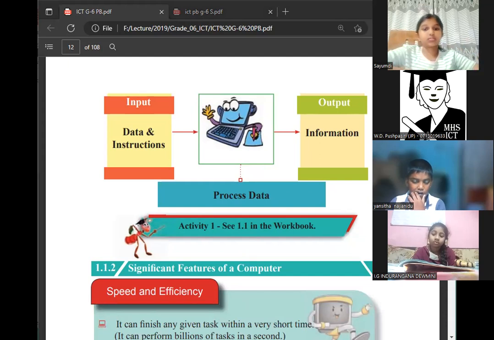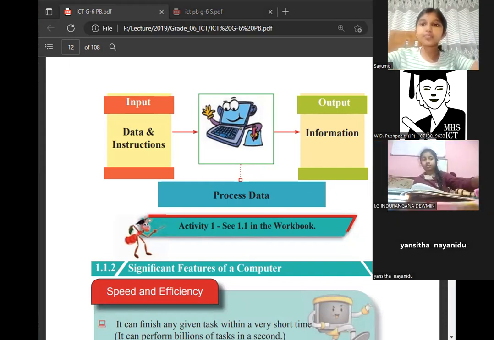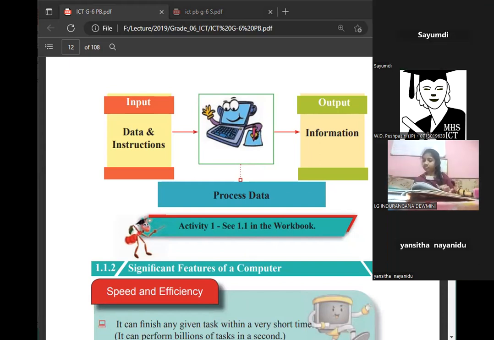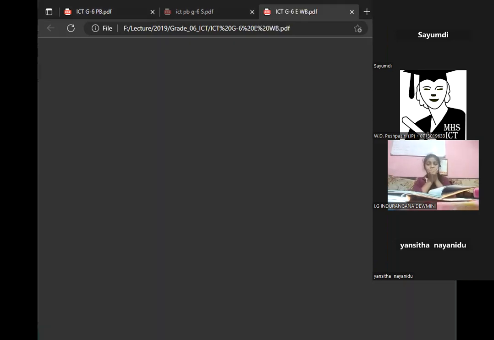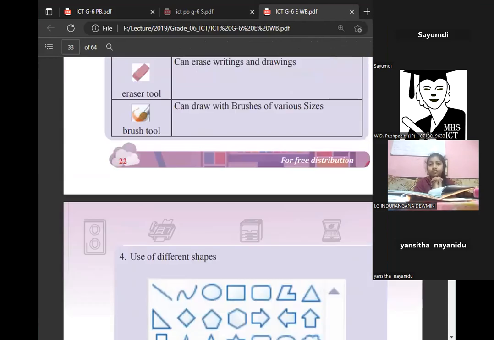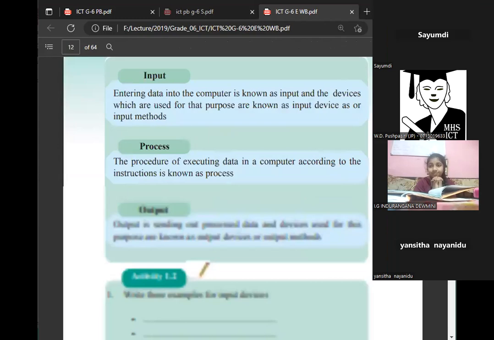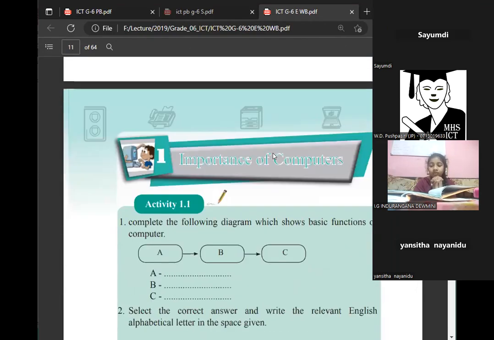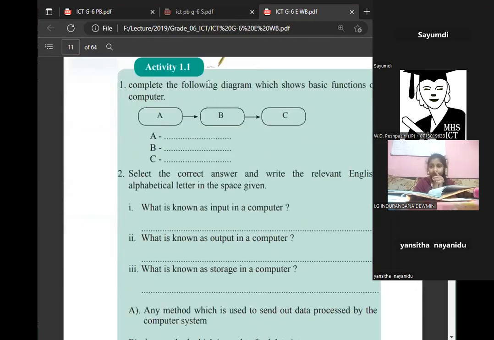We will do that also if possible. Workbook, we'll take the workbook. Okay. Shall we do this one? Right. Activity 1.1. Activity 1.1.